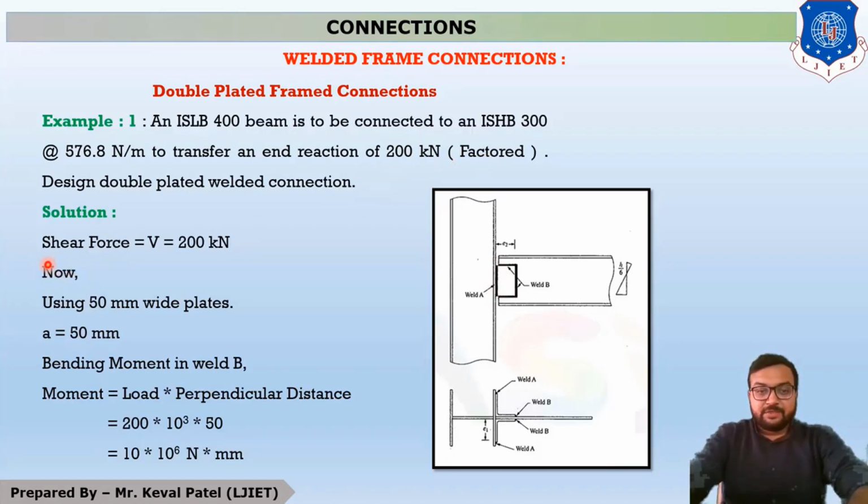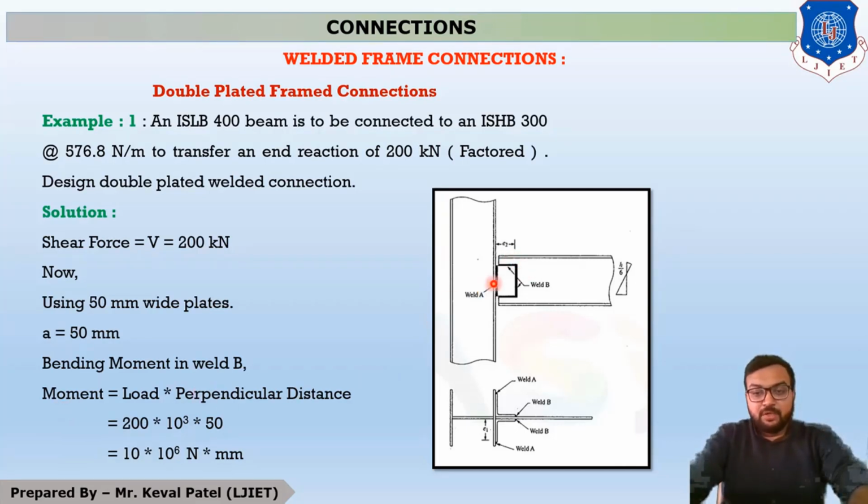You can see that the load acting at the junction point is 200 kilonewton, so our first step is to write down shear force equal to 200 kilonewton. Now we have to assume the size of this plate. For example, we can assume 50 by 50 by 10, or 60 by 60 by 8. But in this example, we assume a 50 wide plate, which means this width is 50. Load is generated over here and this length is 50, so load into perpendicular distance gives our bending moment.